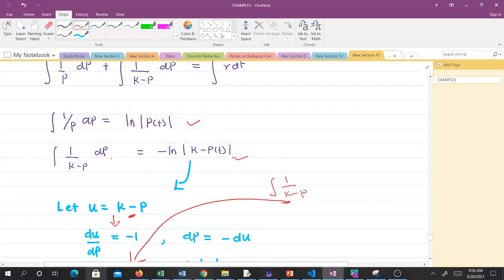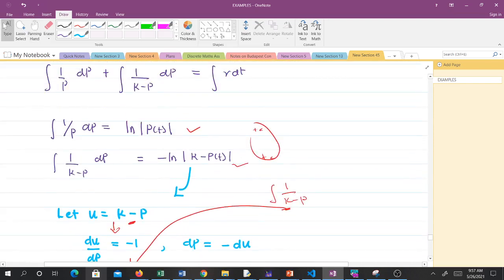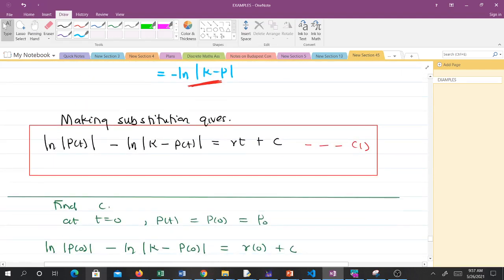These are indefinite integrals, so we can bring c to it and c to it, but because of this right hand side, we can decide to hold on with this. Alright, so that means when we integrate, we'll get ln p(t) minus ln (k minus p(t)) to be equal to rt plus c. When we integrate the right hand side, we'll get rt. Then we bring the constant there. Okay, so plus c. So that's equation 1.